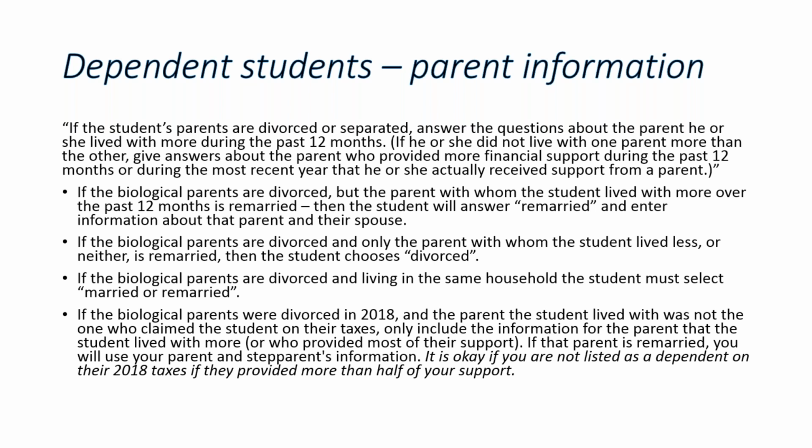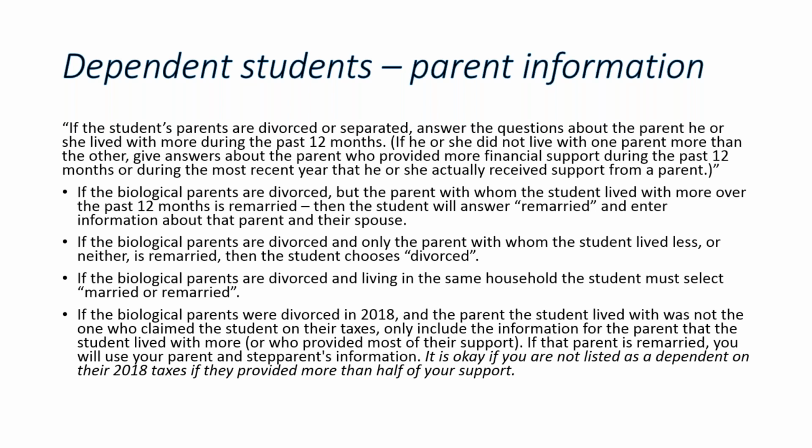If the biological parents are divorced, but the parent with whom they live is remarried, they're going to use their stepparent's information. So if the student is living with mom and mom is remarried, they're going to use that spouse's information. And they're going to answer that question as parent is remarried.